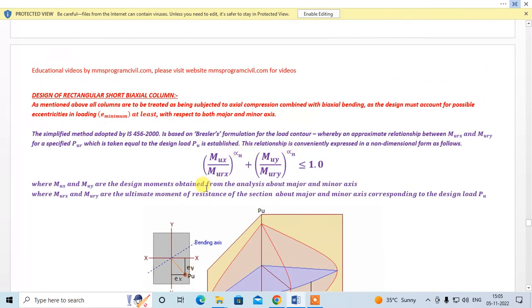Okay, so this is your design moment about x-axis. This is the ultimate moment carrying capacity about x-axis. This is your design moment about y-y axis. This is the ultimate moment carrying capacity of the section about y-y axis for the corresponding PUR, which we take as PU. Okay, simple.